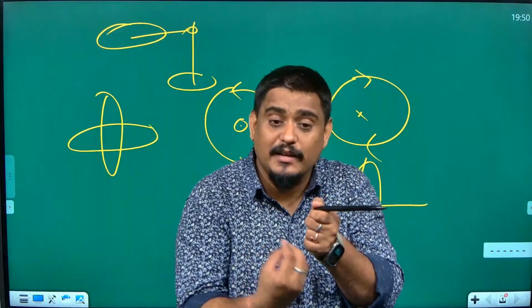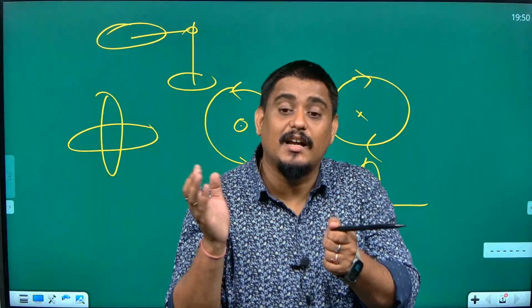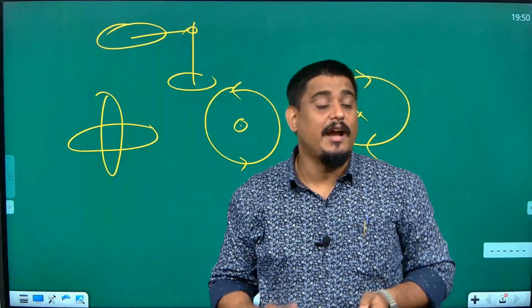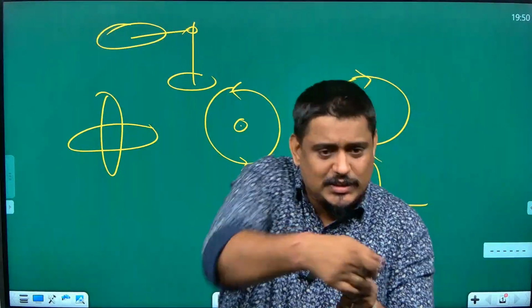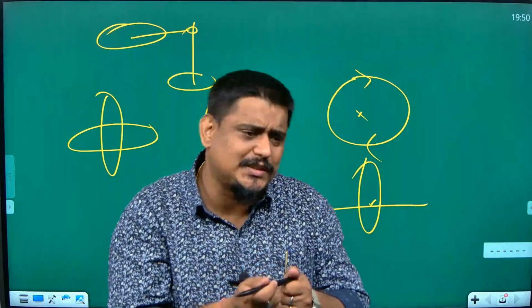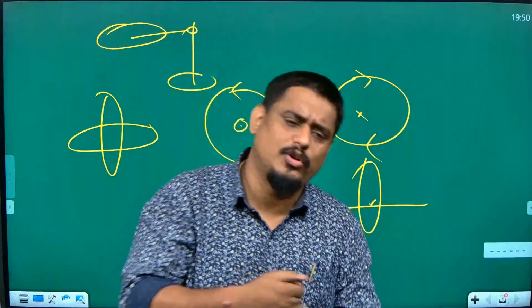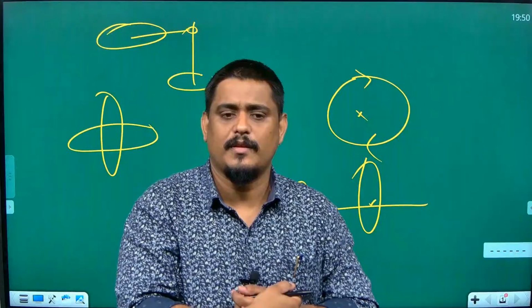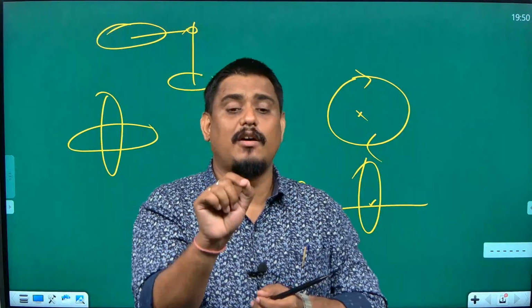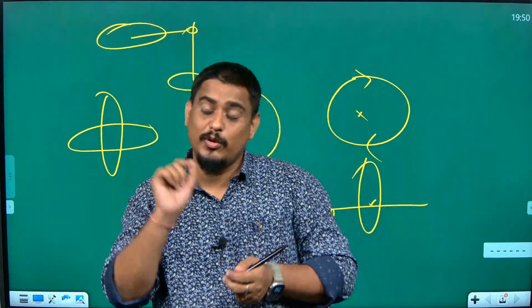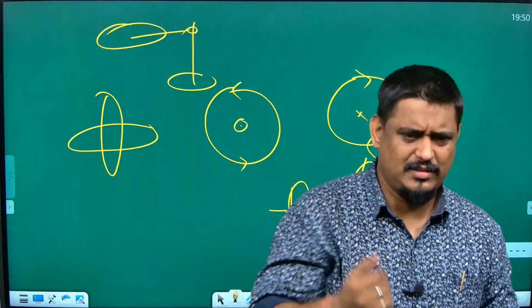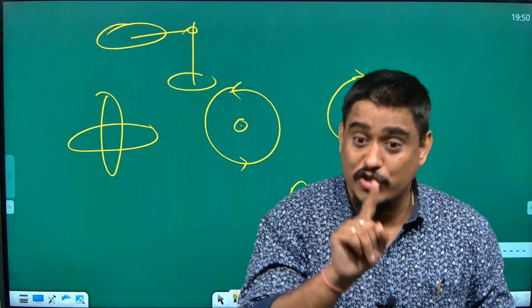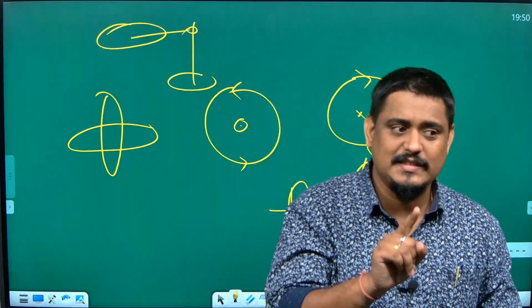That spring is creating a restoring torque, and a restoring torque is proportional to the angle of twist. How much twist? That much restoring force. Less twist, less force. More twist, more torque. So deflecting torque is NIBA, restoring torque is K times theta, where K is the torsion constant and theta is the angle of twist.